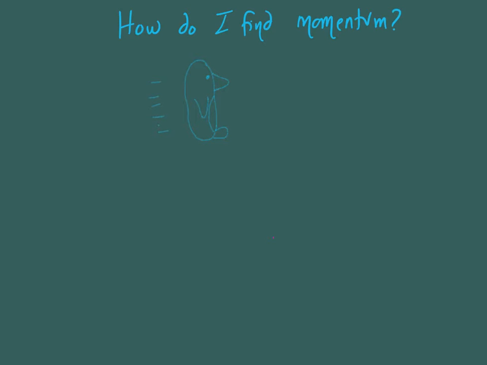Okay, how do you find momentum? In this problem, they have the velocity of the penguin, which is 2 meters per second, and we have the mass of the penguin, which is 5.6 kilograms. So really, this is going to be just a plug and chug. We're going to use momentum is equal to mass times velocity. So momentum is equal to 2 times 5.6. Throw it in a calculator, we end up with 11.2.